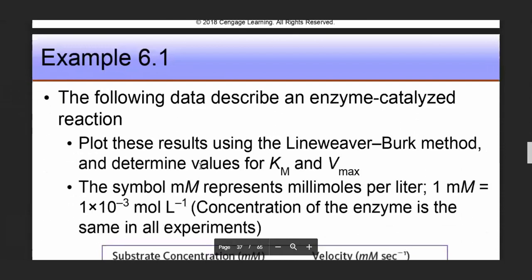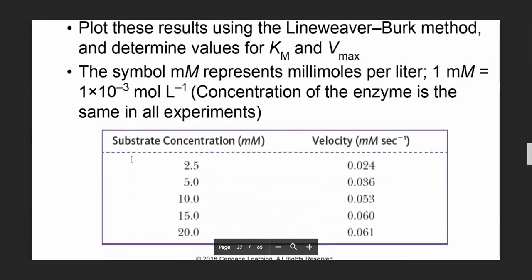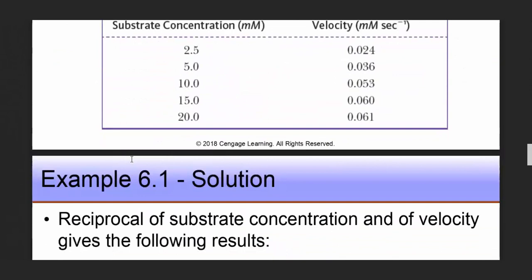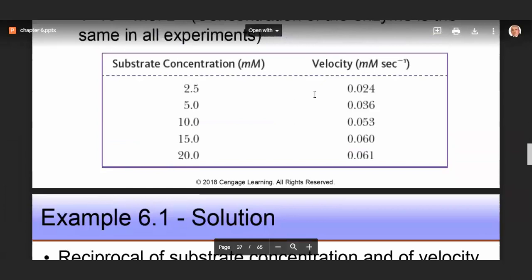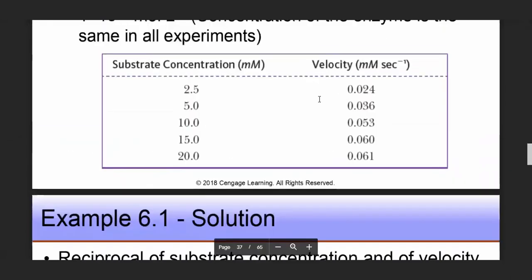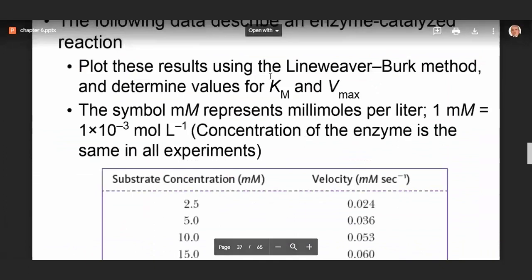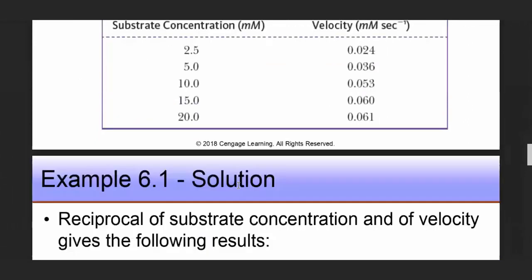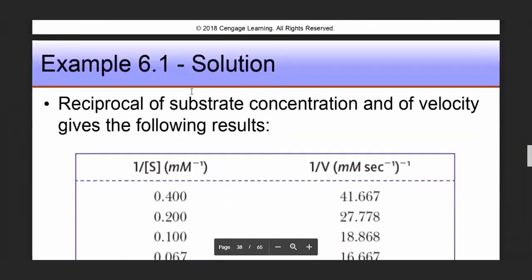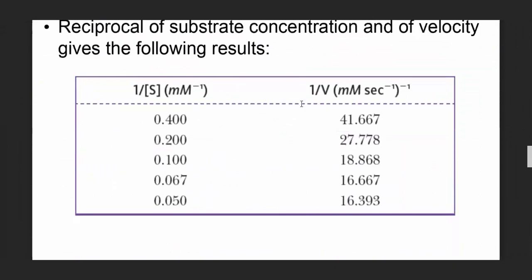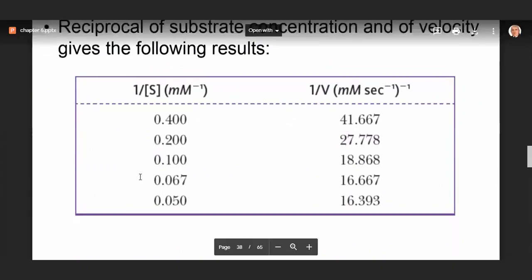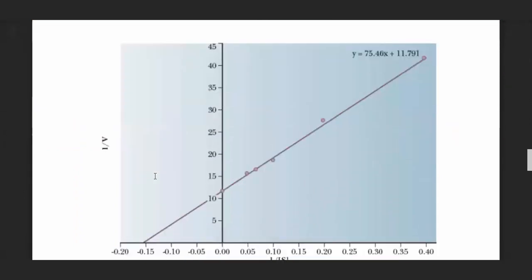Now, the following data describe an enzyme. This is an example, and it is explained. You take this data, substrate concentration versus velocity, and he asks you to plot these results using the Lineweaver-Burk plot, the one I showed you, and determine the values of Km and Vmax. So the first thing you do, you turn these upside down. Instead of S, we have 1 over S, instead of V, 1 over V, and then you plot these values, and you will get this straight line.